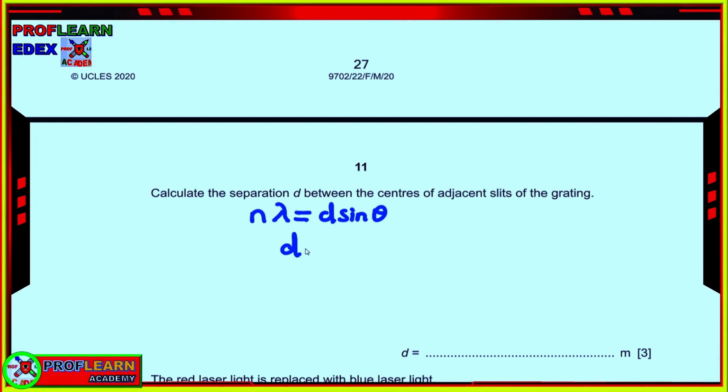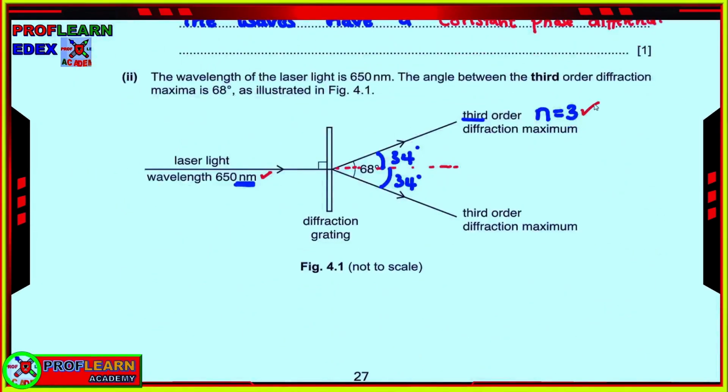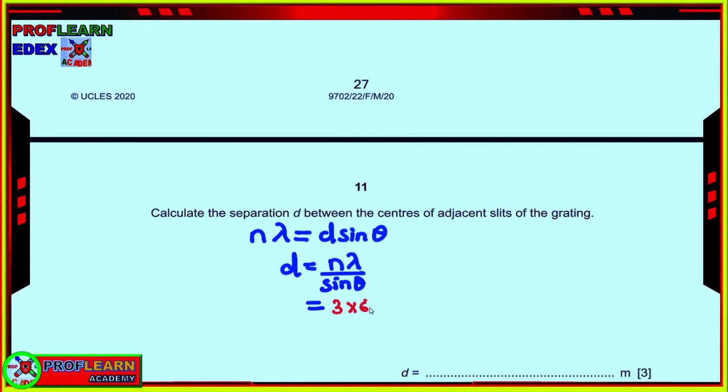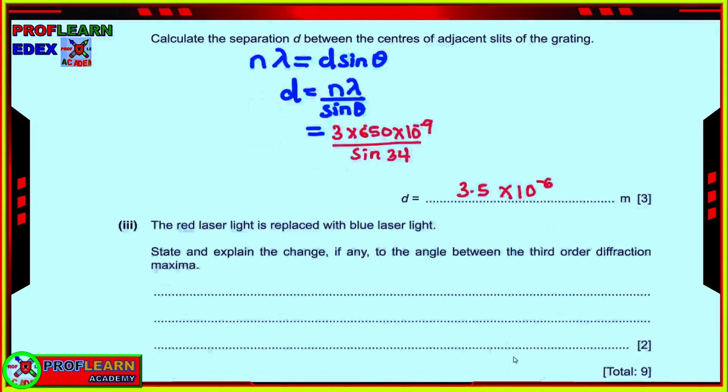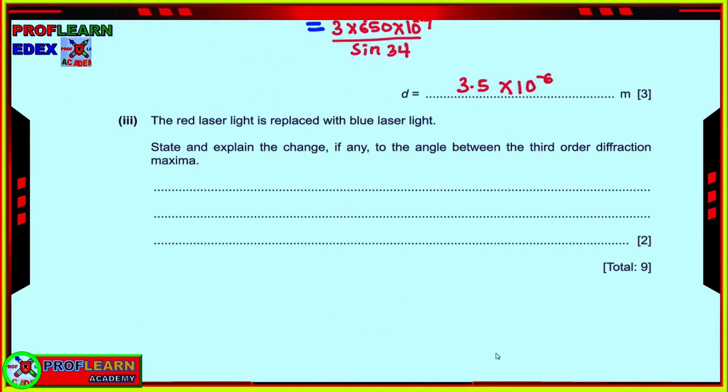So we're going to rearrange this formula so that we can write it in this format, and then we can see here we have the order, we have the wavelength, and in this case our wavelength is 650 nanometres, so we have to convert it to metres by multiplying by 10 raised to power -9, and then divide by sine 34. Working it out, you are going to get your answer as 3.5 times 10 raised to power -6.